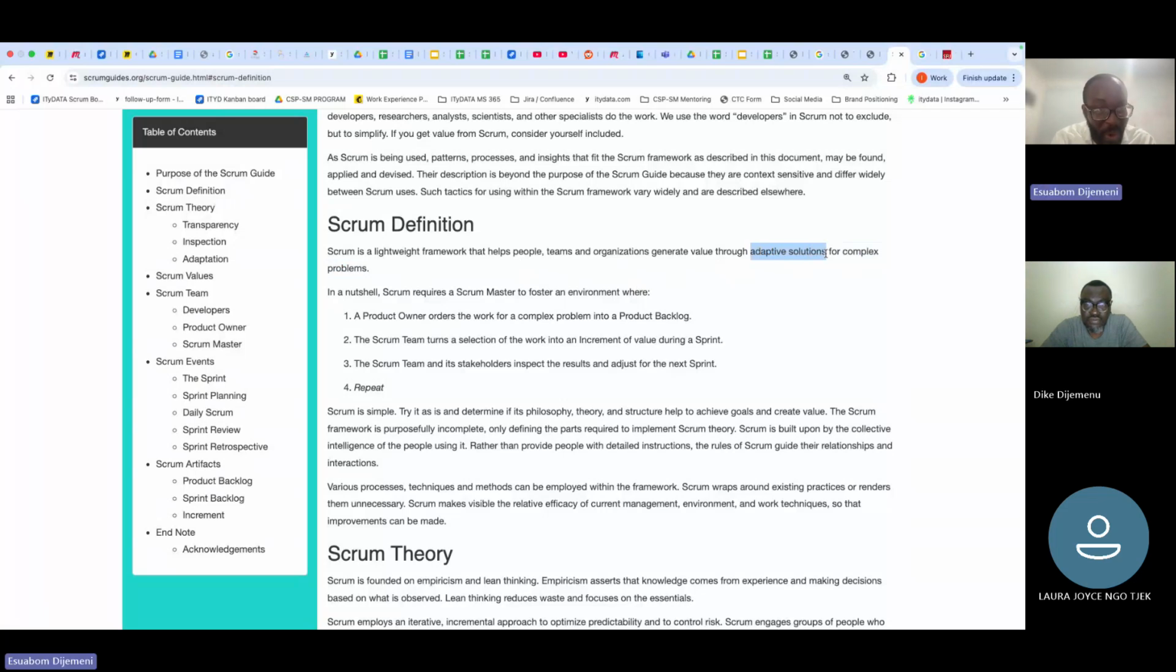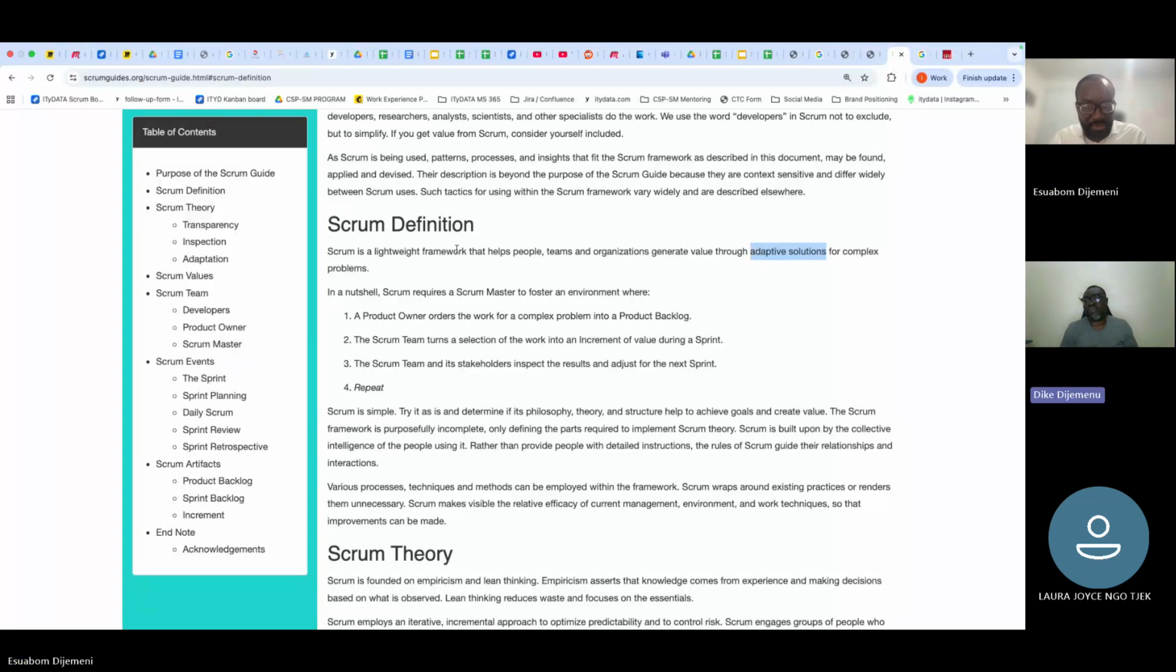We need Scrum when we need something light. And of course, if your problem or your business doesn't want a lightweight framework, you don't need Scrum. So Scrum is only useful when you have an environment that requires a light framework, that is, you really want to generate value. You want your solution that you're generating to be adaptive, and you are solving a complex problem. That is when Scrum works.